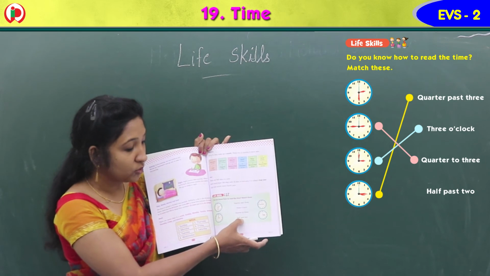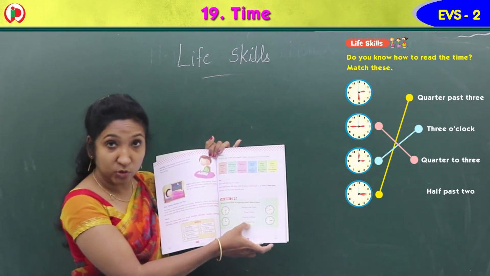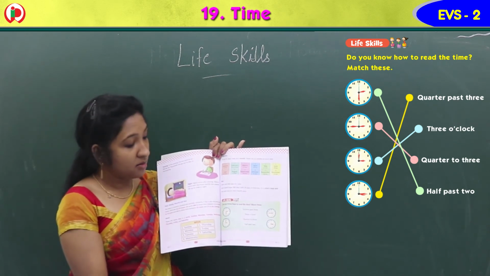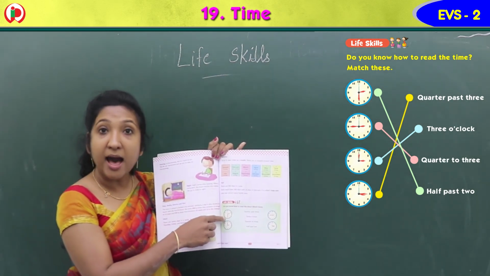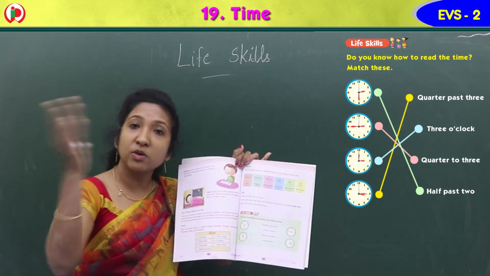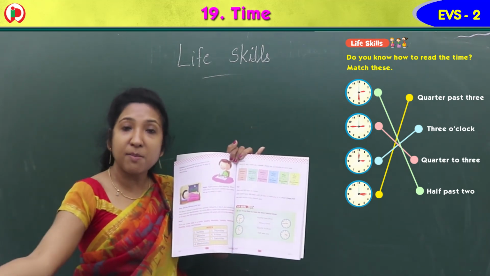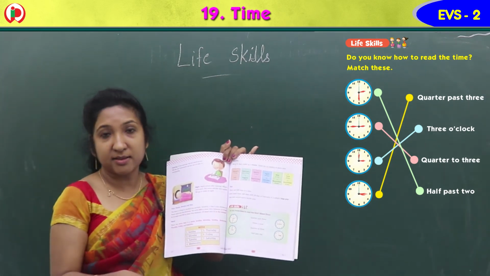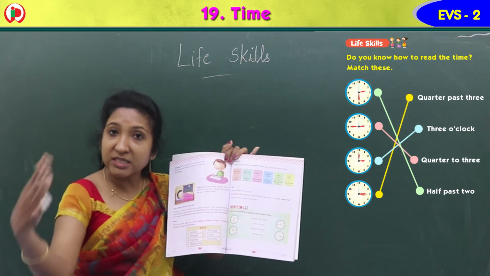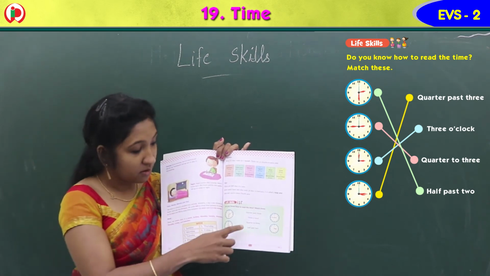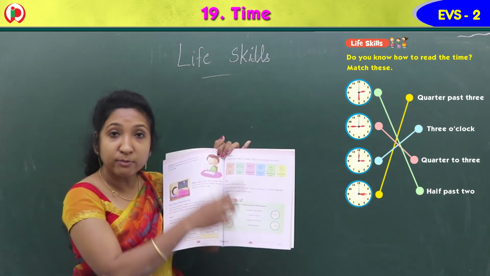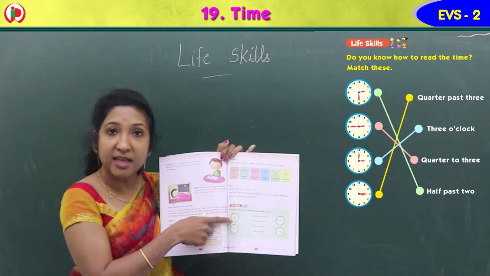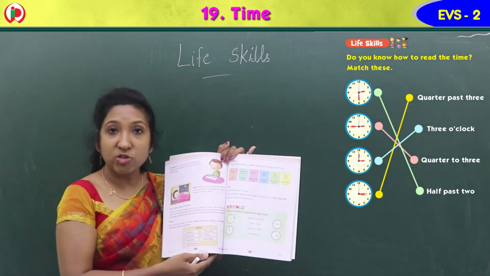Half past 2. From 2 it has completed 30 minutes, we say. So we can say it's 2:30. Half past 2. Past 2. From 2 it completed 30 minutes. Quarter past 3. From 3 completed 15 minutes. So quarter is 15 and half is 30, you understand. Okay. Yes, so half past 2, from 2, 30 minutes it crossed. So the time is 2:30. This is the image where you have to match.